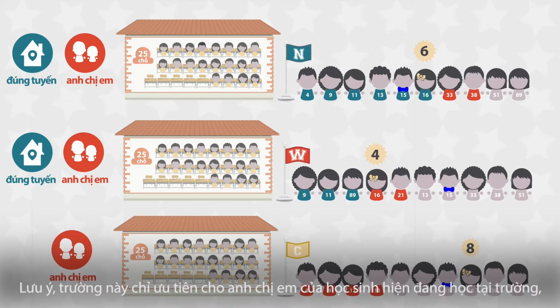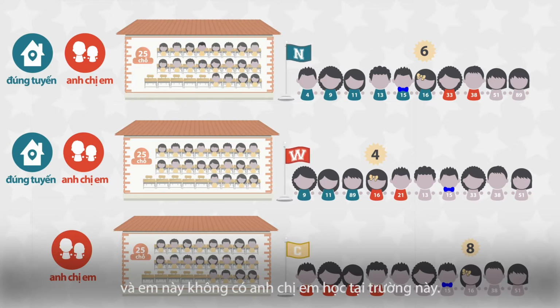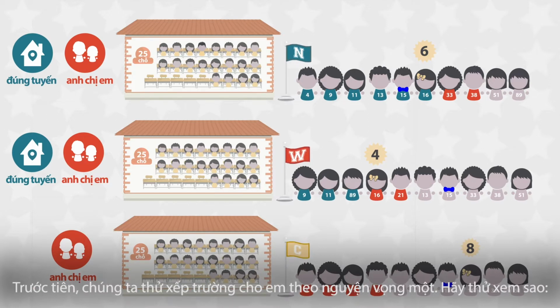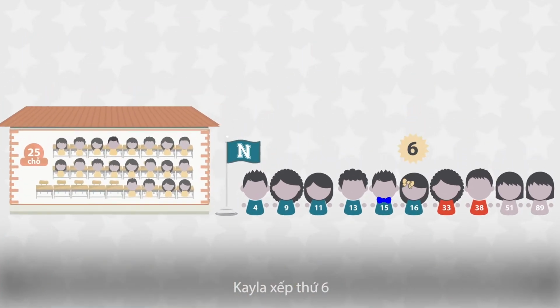Remember, this school only gives priority to siblings of students that are currently enrolled, and she does not have a sibling attending this school. Now that we know where Kayla is in each line, we can find out what school she's placed at by looking at the way she ranked those schools on her application. First, we try to assign her to her first choice. Let's see what happens. Kayla is 6th in line.